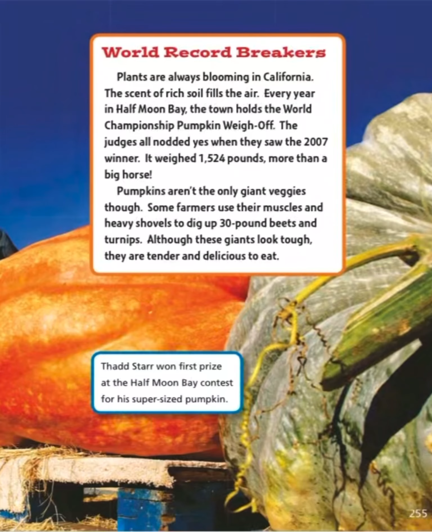It weighed 1,524 pounds, more than a big horse. Pumpkins aren't the only giant veggies, though. Some farmers use their muscles and heavy shovels to dig up 30-pound beets and turnips. Although these giants look tough, they are tender and delicious to eat. Ted Starr won first prize at the Half Moon Bay contest for his super-sized pumpkin.